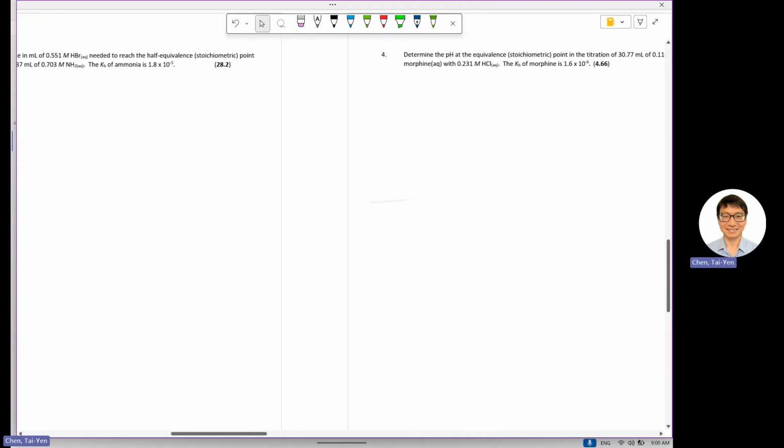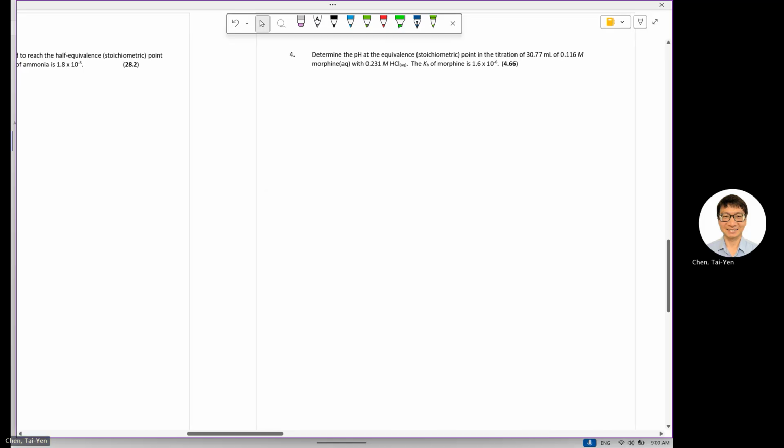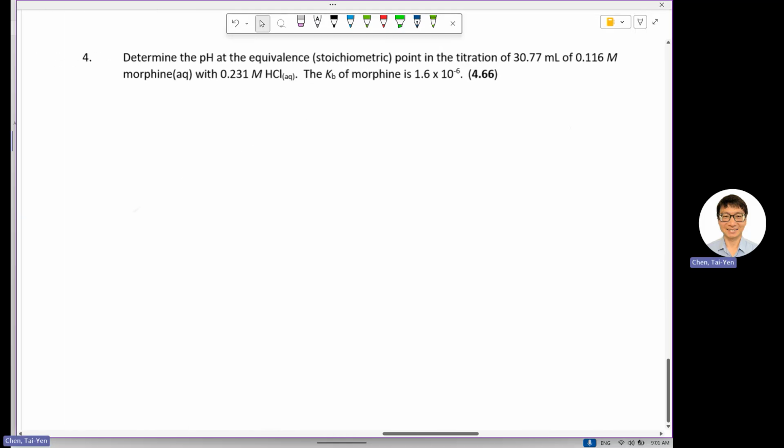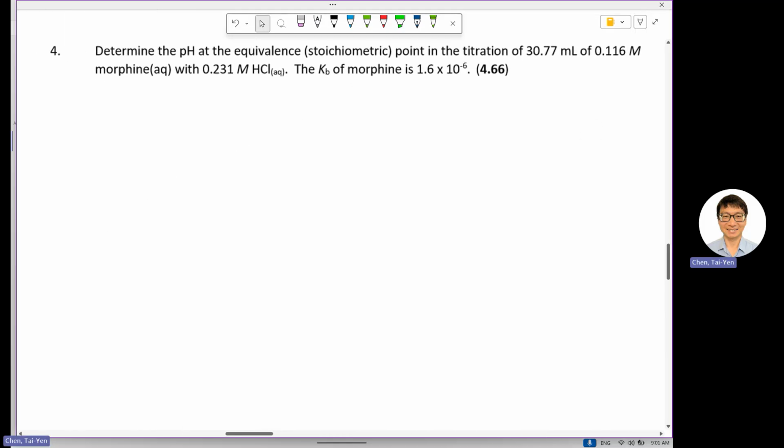Okay, I want to actually go to this standard titration question first. We'll do the question first, and then we go back to question number 3. If you read this question, it says, determine the pH at equivalence point in this titration. The Kb of this species is 1.6 times 10 to the negative 6.